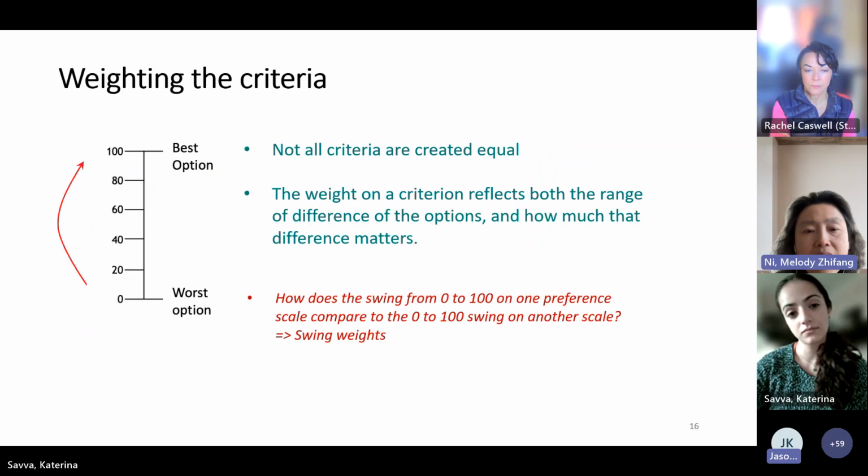Next slide, please. And in the weighting, not all criteria are created equal. So here, what needs to be noted is that the weighting reflects both the range of difference and how much that difference matters. And so we ask, is the difference between 0 to 100 on one preference scale, such as sensitivity, how does that compare to the same difference from 0 to 100 on another scale, such as specificity? So that comes up with the swing weight.